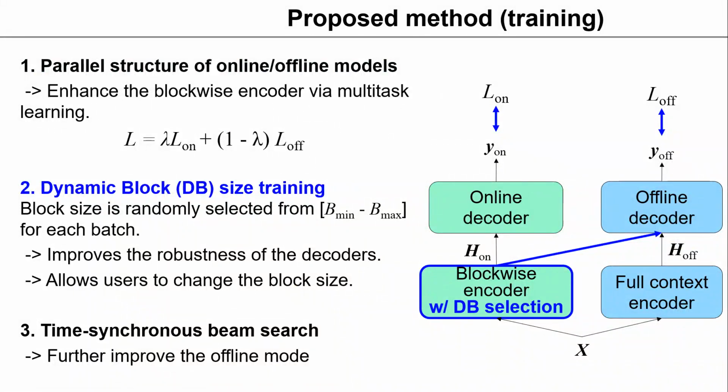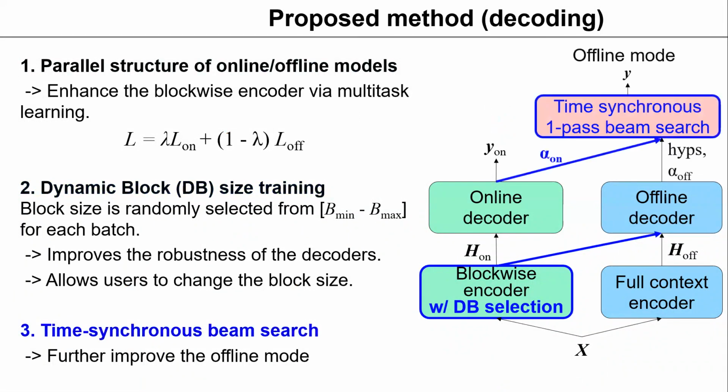Additionally, we also introduce dynamic block size training. During training, the block size is randomly selected from B min to B max for each batch, which is expected to improve the robustness of the offline decoder because it increases the variability of the hidden state vectors. And it also allows end users to change the block size flexibly during inference. Furthermore, we propose the time-synchronous beam search to further improve the offline mode during inference.